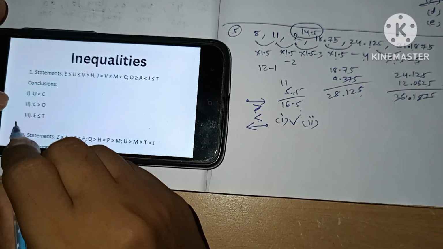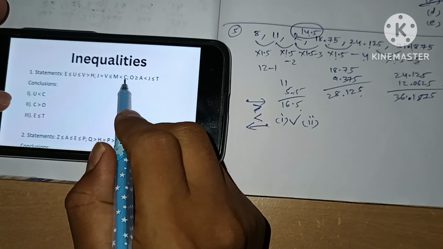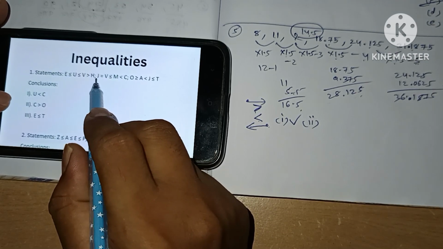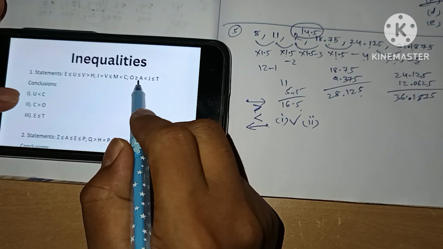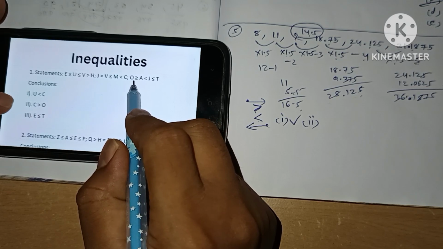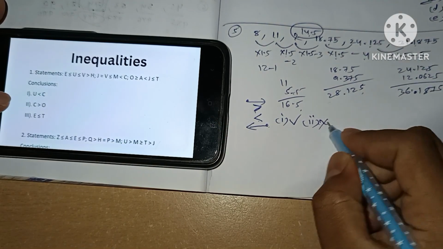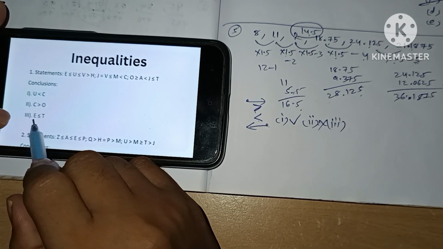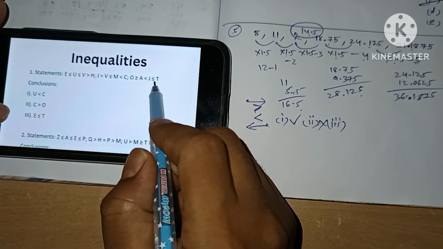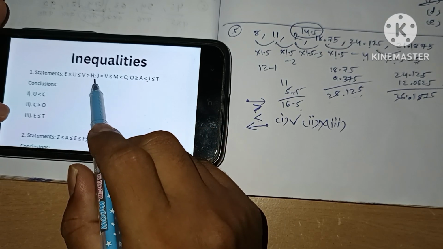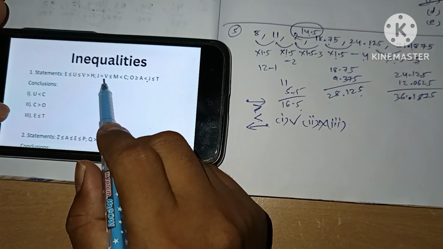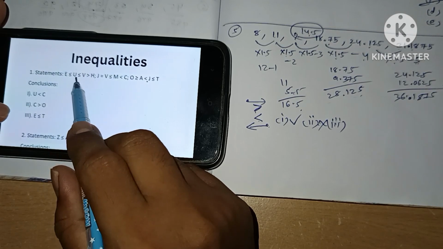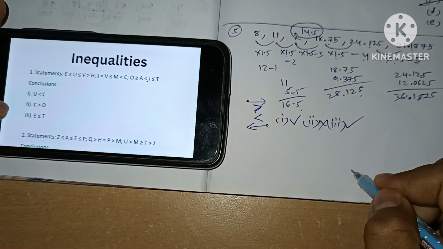Second conclusion, the flow from C to O. From C we can reach to V and J. From J we can reach to A, and from A we cannot reach to O. So second conclusion will be false. Third conclusion, the flow from T to E with everywhere equal to. From T we can reach to J. From J we can reach to V with everywhere equal to also. From V we can reach to E with everywhere equal to. So third conclusion will be true.